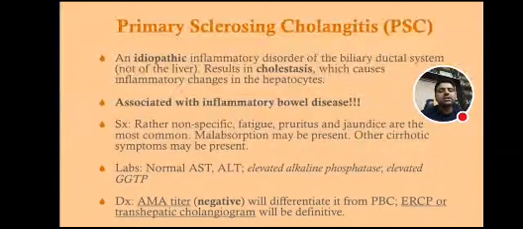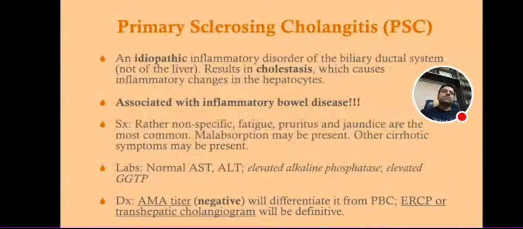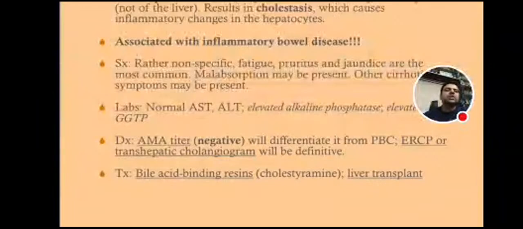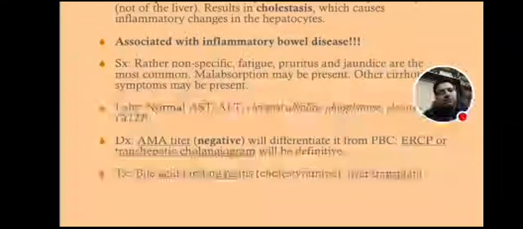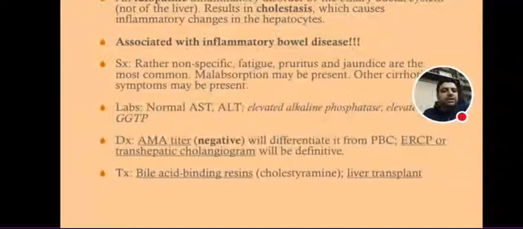anti-mitochondrial antibodies titer, which is negative in primary sclerosing cholangitis, will differentiate it from PBC. It's primary biliary cirrhosis. Okay. ERCP and transhepatic cholangiogram we are going to use for investigation. What is ERCP? ERCP is endoscopic retrograde cholangiopancreatography. We pass a tube through the esophagus, then it reaches the duodenum, then the ampulla, and then we see this. And how to treat? Treatment is bile acid binding resins like cholestyramine, or the definite exact treatment is liver transplant.